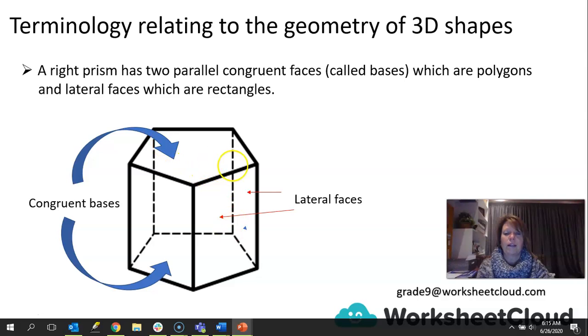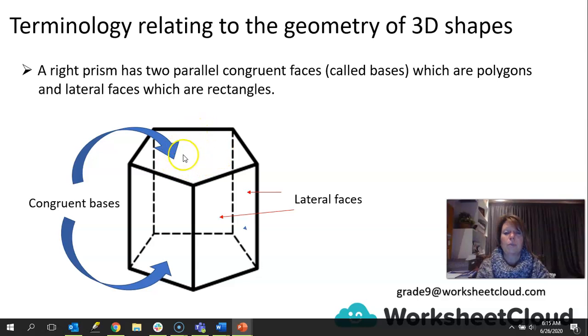Okay, so again, here are your lateral faces. There's a lateral face over there. Here's another one in the front, another one there, and the one at the back. Those are all lateral faces and they are all rectangles. Then you have your two bases which are congruent, so they will always be the same size and shape, and in this case it's a pentagon.